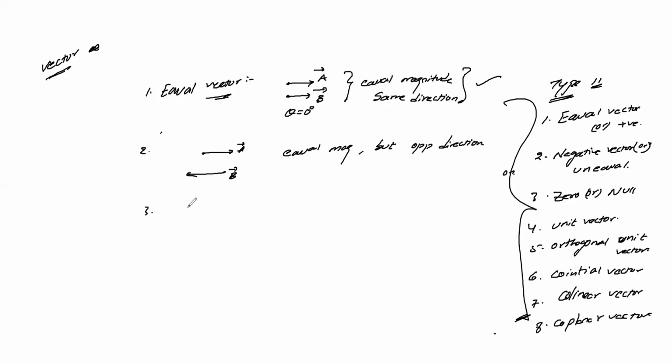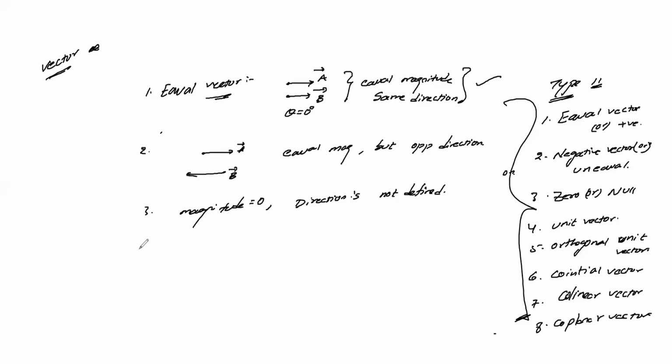Third case, zero vector, or null vector. A vector whose magnitude is zero. When we specify a zero magnitude, there is no specific direction here because there is no magnitude. So direction is not defined. That is your zero vector or null vector.